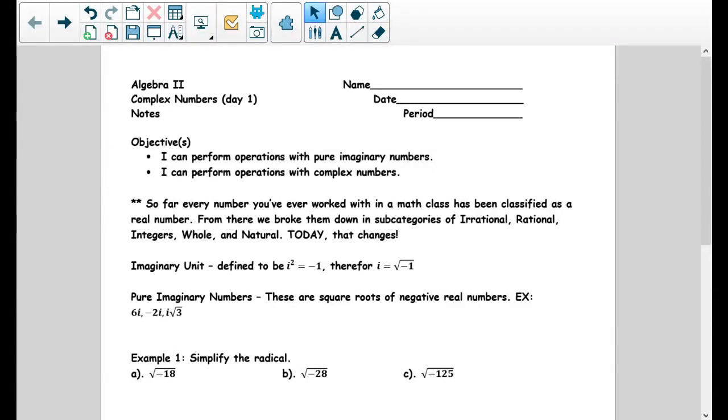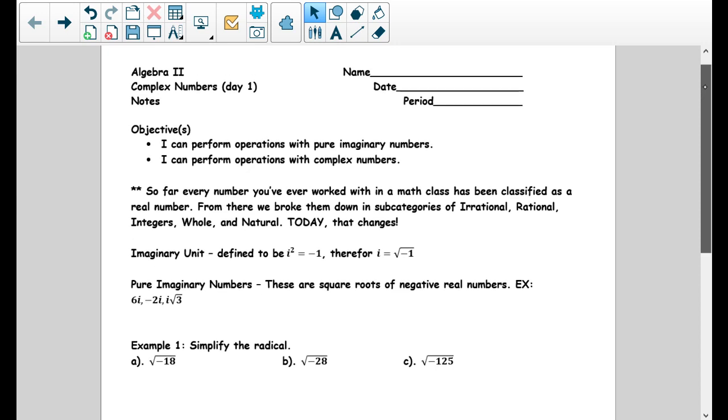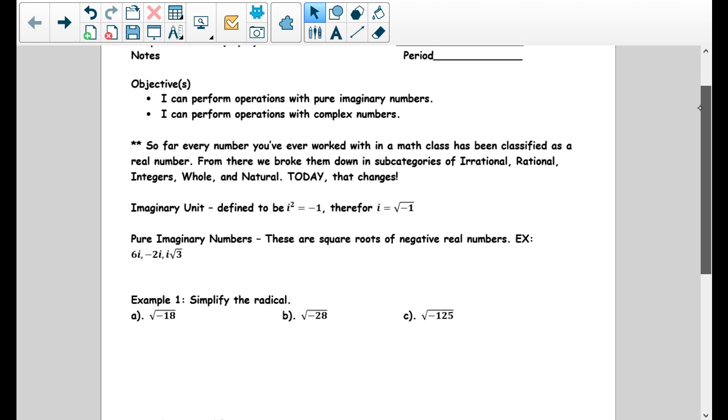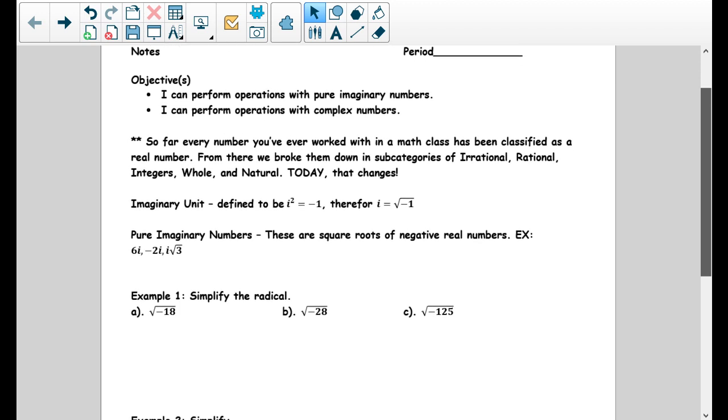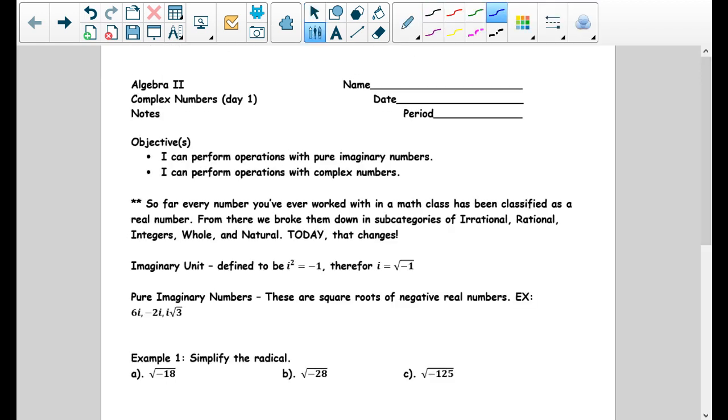We're going to take one break from quadratics for a week. We're going to talk about complex numbers. So what is a complex number? Complex numbers have this imaginary unit in it. Okay? So the imaginary unit is going to be that i. So i is the square root of -1.